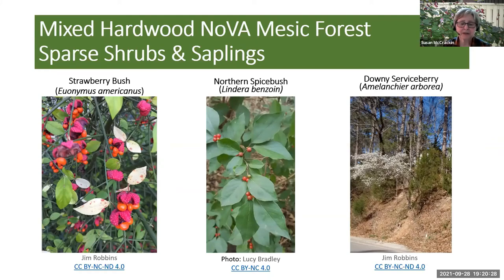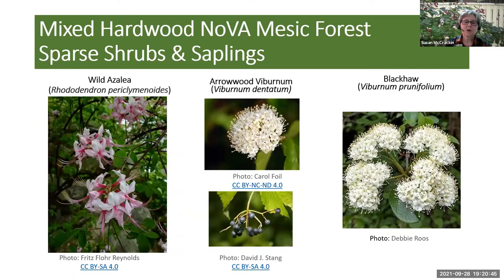The downy serviceberry is actually in the rosacea or rose family. This understory tree can grow as tall as 40 feet in the wild, but typically this grows more like 15 to 25 feet high. Now, the wild azalea is also considered a tall shrub, although you typically don't find it all that tall. You'll find it more in the 2 to 6 foot range.